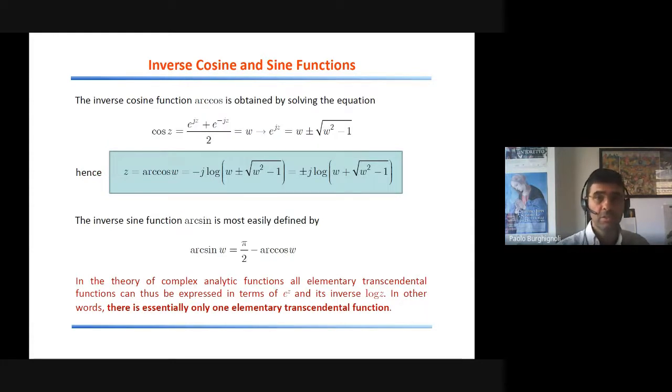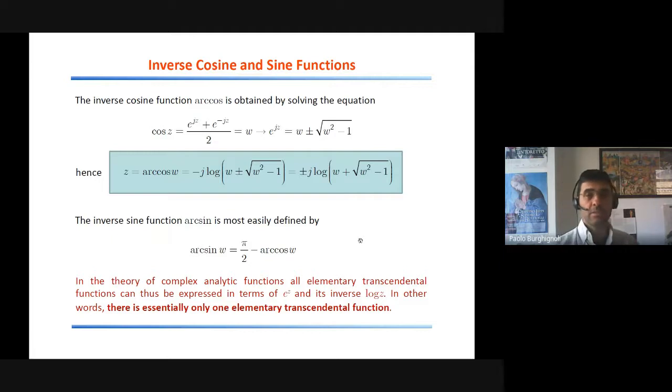Also, the inverse trigonometric functions can be defined easily once you recognize the link between the trigonometric functions and the exponential. This requires the inversion of the exponential. So the inverse cosine, for example, is given by this representation in the box, where you can see there is a logarithm and a double sign. And the inverse sine function can be obtained in a similar way, or maybe more easily directly in terms of the inverse cosine function by taking into account the property of complementary angles.